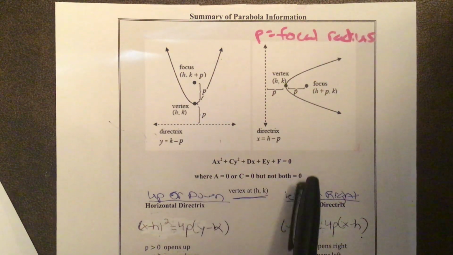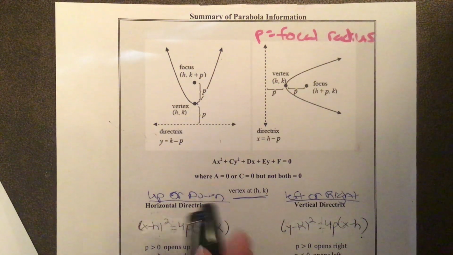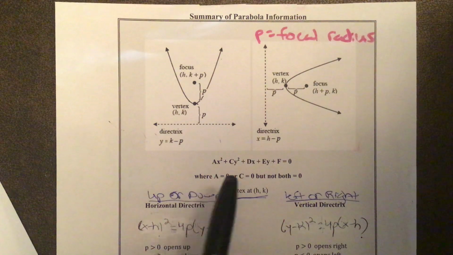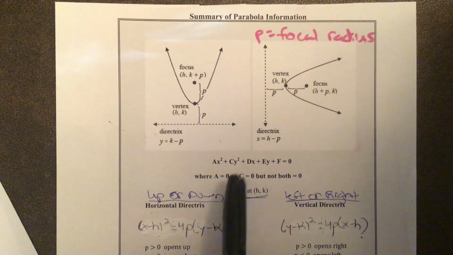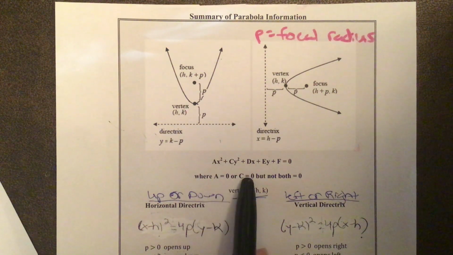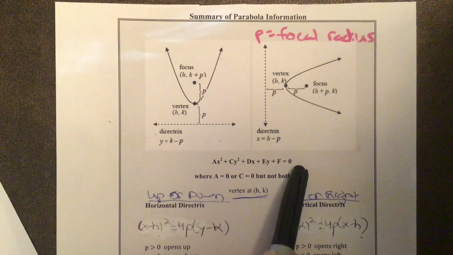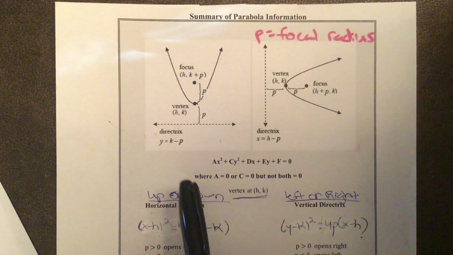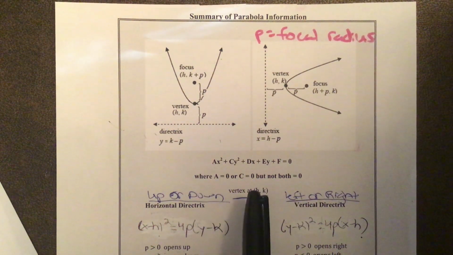Okay, this is our general equation of conics. So how do we know if it's a parabola, right? We've talked about how you know if it's an ellipse, hyperbola, circle. You know it's a parabola if it only has one squared term. So in other words, either the A is 0 or C is 0, but they can't both be 0. If they were both 0, it would just be linear. Okay, so just remember, parabolas only have one squared term in the generic conic formula.